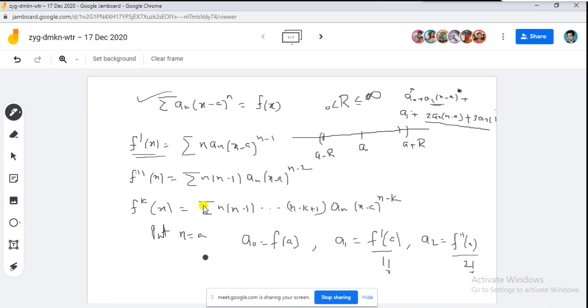And in a similar way, if you calculate, you will get this a_k is equal to the kth derivative at the point a upon factorial k, right? And these are nothing but the Taylor's coefficients in the Taylor expansion of the function f(x). Is it okay to everybody?